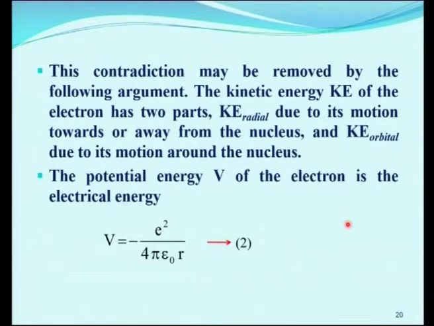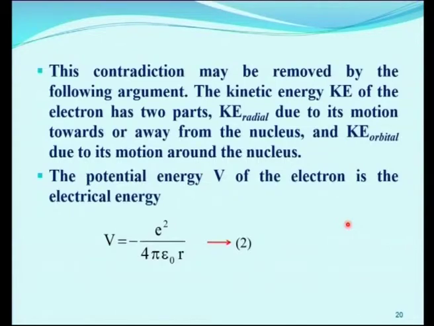This equation is concerned only with the radial aspect of the electron motion, that is, its motion towards or away from the nucleus. However, we notice the presence of E, the total electron energy, in the equation. The total energy E includes the electron's kinetic energy of orbital motion, which should have nothing to do with its radial motion. This contradiction may be removed by the following argument.